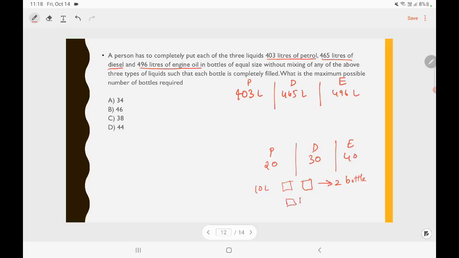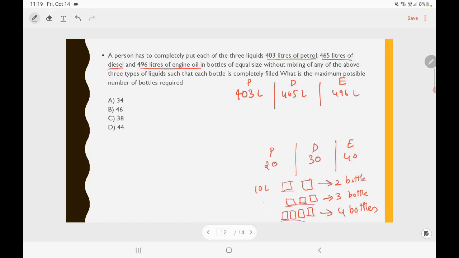Similarly, if you take 3 bottles for diesel, then you can fill 30 liters of diesel, right? These containers are 10 liter size, so if you take 3 bottles, it will be total 30 liters. Similarly, if you take 4 bottles of 10 liter capacity, you can fill engine oil in it. So here total bottles required is 2 plus 3 plus 4, which is 9. So this is the question.